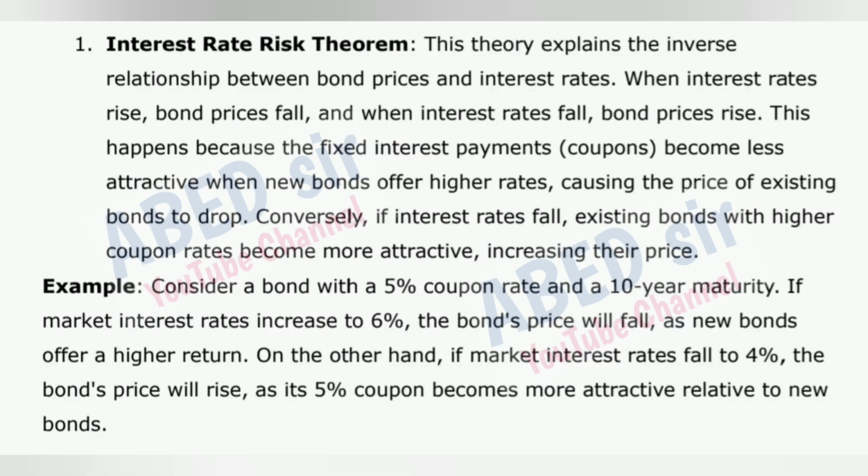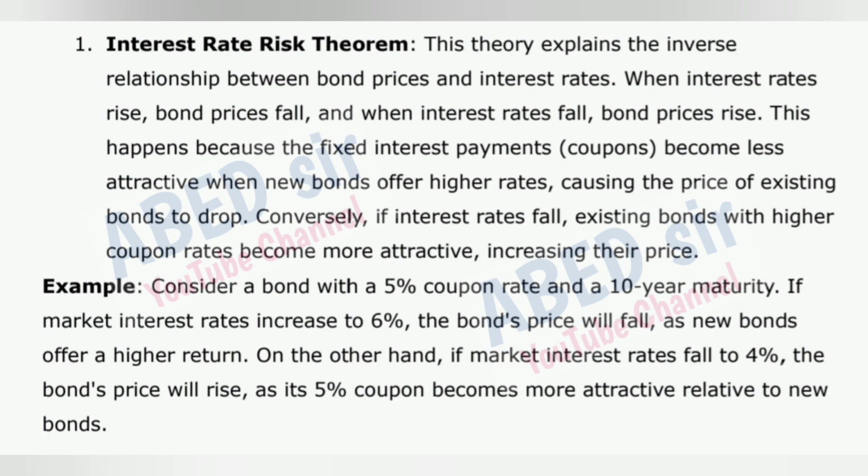This theory explains the inverse relationship between bond prices and interest rates. When interest rates rise, bond prices fall, and when interest rates fall, bond prices rise. This happens because the fixed interest payments, coupons, become less attractive when new bonds offer higher rates, causing the price of existing bonds to drop. Conversely, if interest rates fall, existing bonds with higher coupon rates become more attractive, increasing their price.